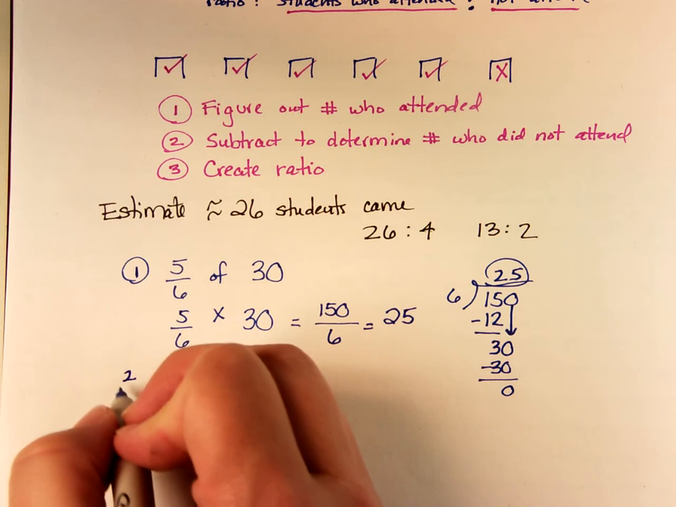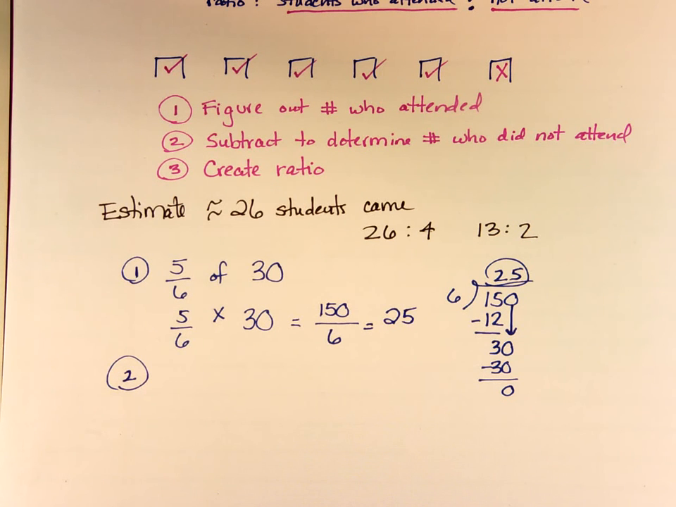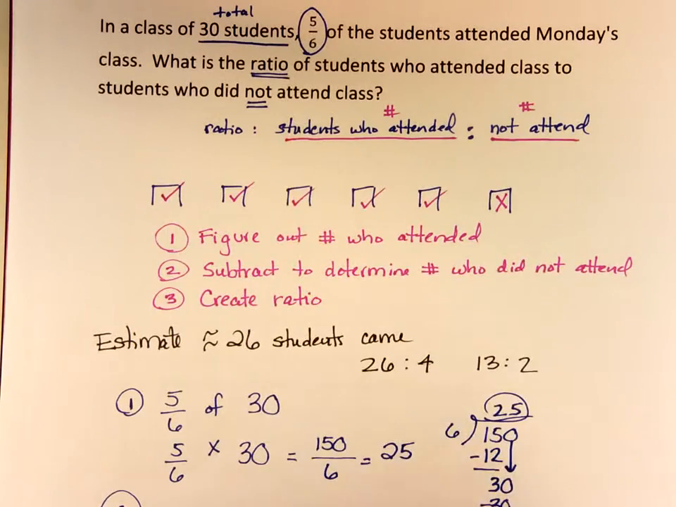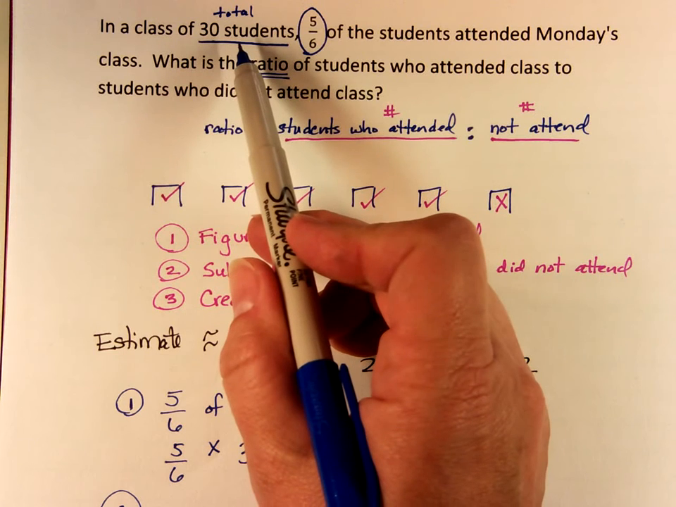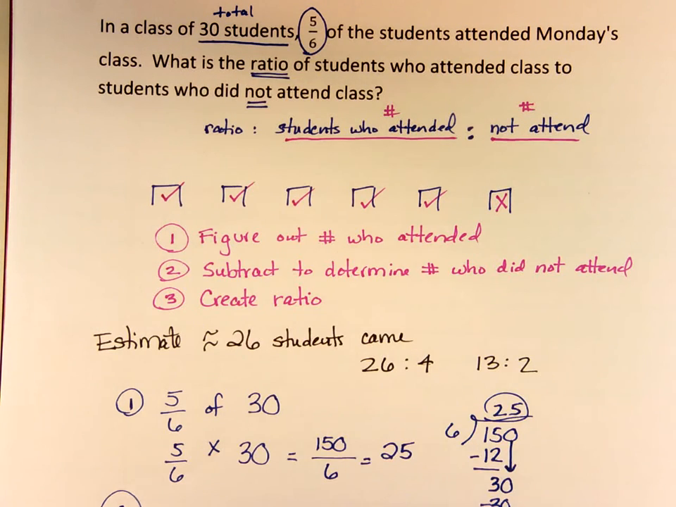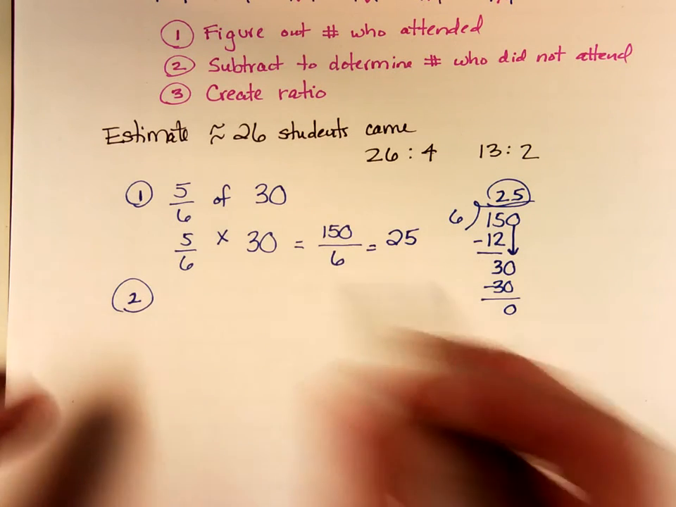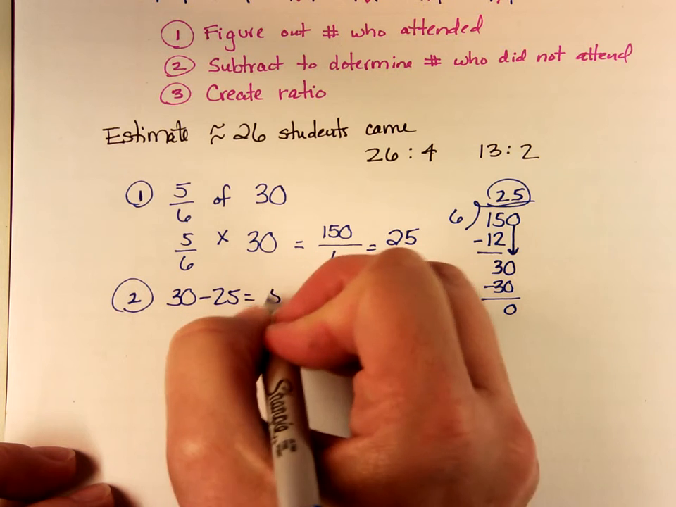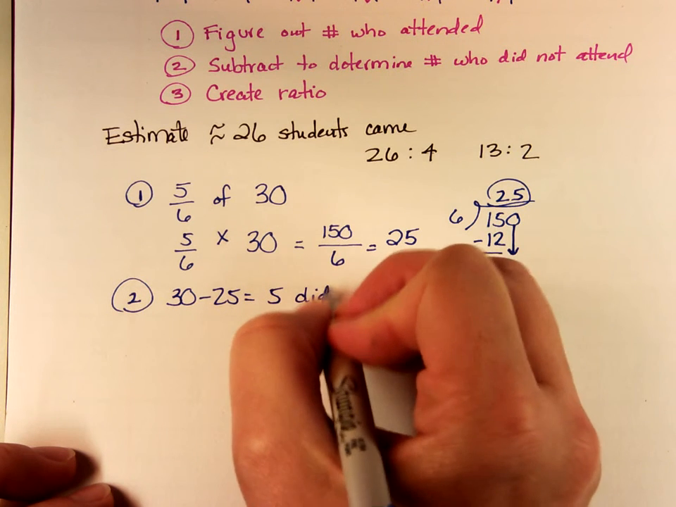Step number 2. Subtract to determine the number who did not attend. Subtract from what? Subtract from the total number of students. You have 30 students, and we just said that 25 attended. Let's do 30 minus 25. 5 did not attend.